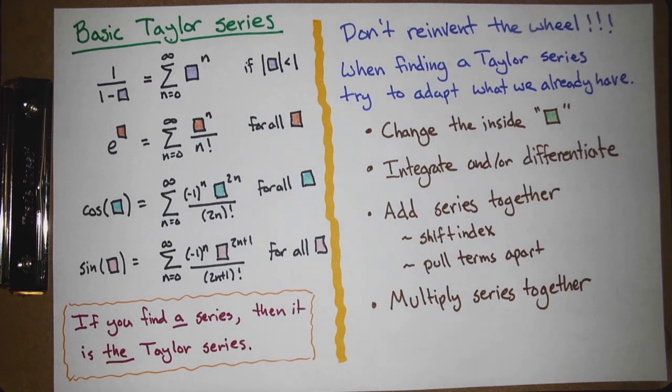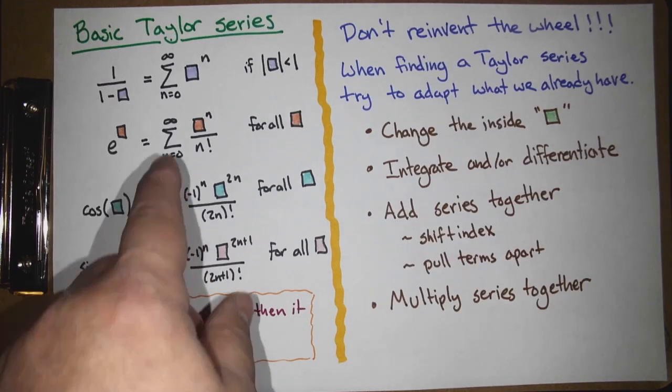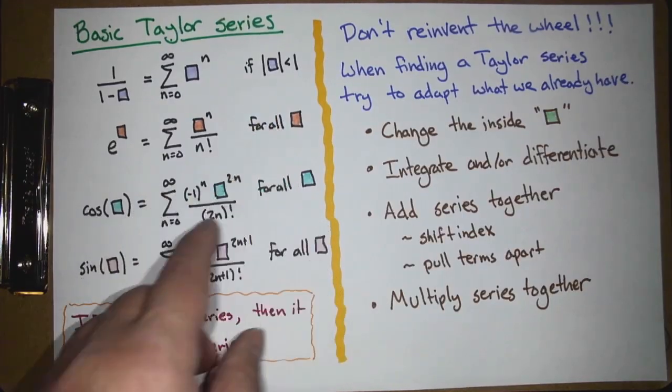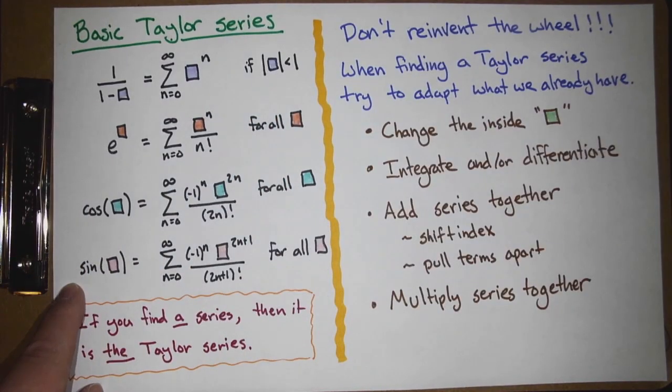There's a nice rule of thumb, and it says the following. If you find a series, then it is the series. So it's the Taylor series. So if you say, oh, I have an expression that matches, then you say, great, you found the Taylor series. Good job. Victory for you. So we have our 1 over 1 minus something. It's the sum of something to the n, and that holds for small things. The e, cosine, and sine.